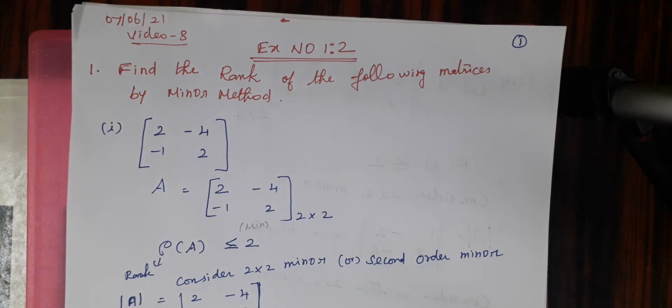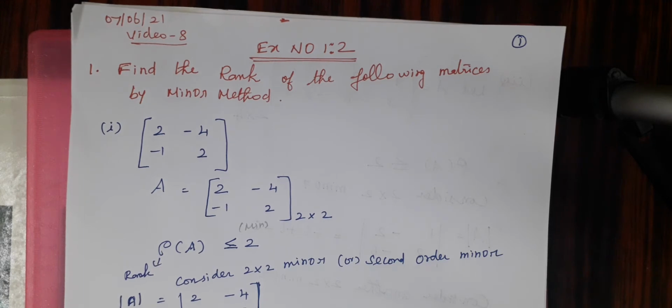Next video, I continue exercise number 1.12. I just started the new exercise 1.12. I completed all the exercises and example sums in the last few videos. Now listen. In exercise number 1.12, find the rank of the following matrices by the minor method.